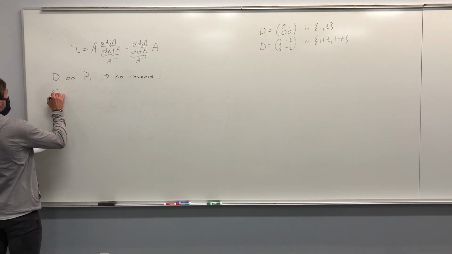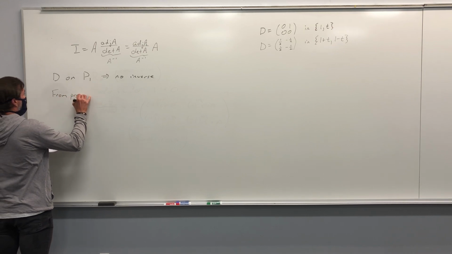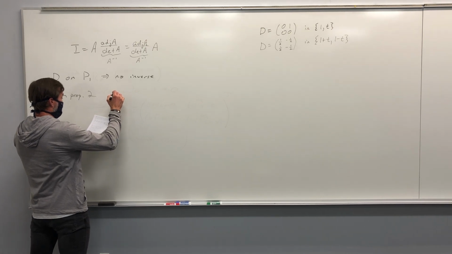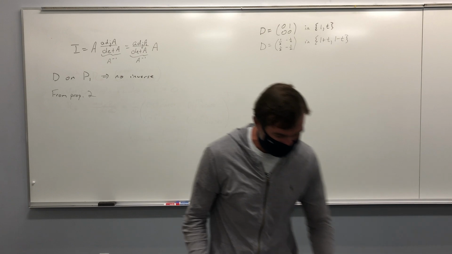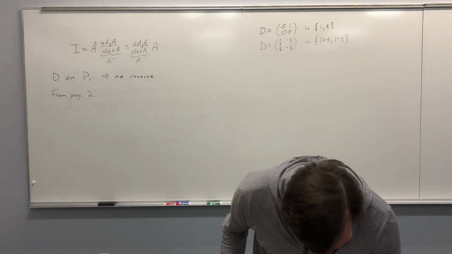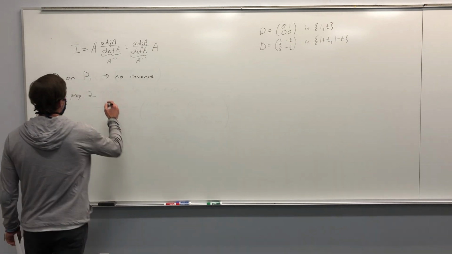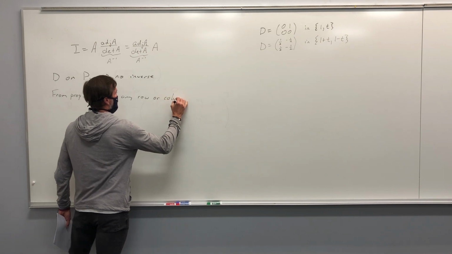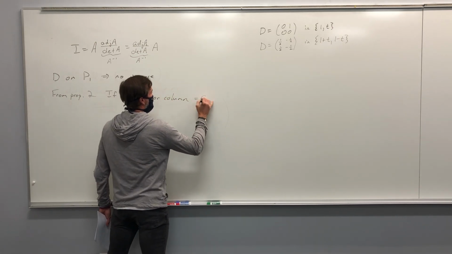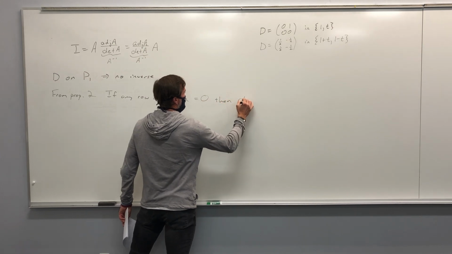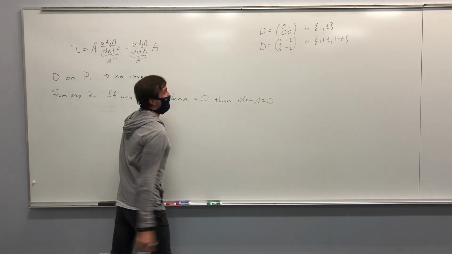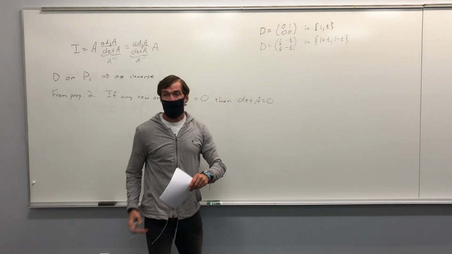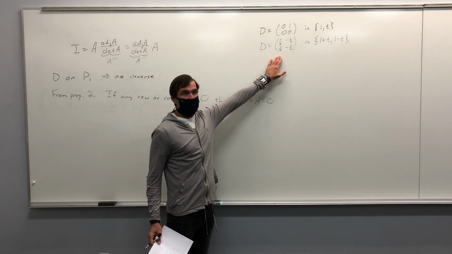But from property 2, oh shoot, I don't remember what property 2 was. Property 2 is, yeah, if any row or column equals 0, then det A equals 0. Okay? Well, here you go. In this basis, clearly you have a row or a column that's 0. In this basis, it's not so obvious. Okay?